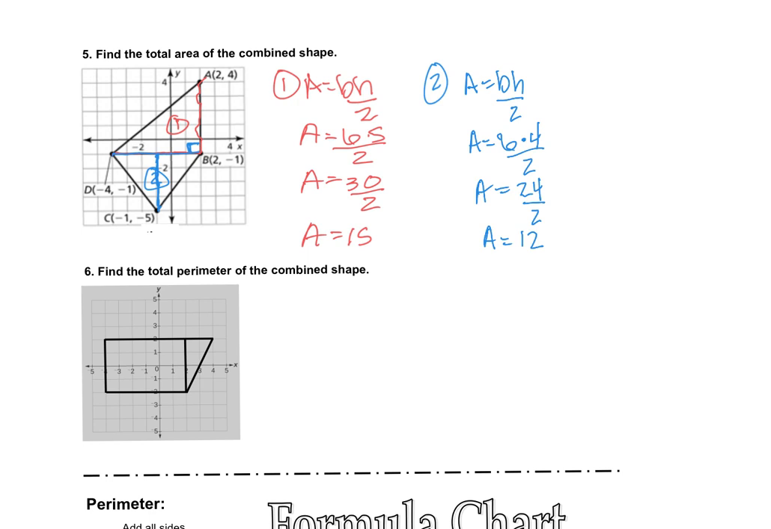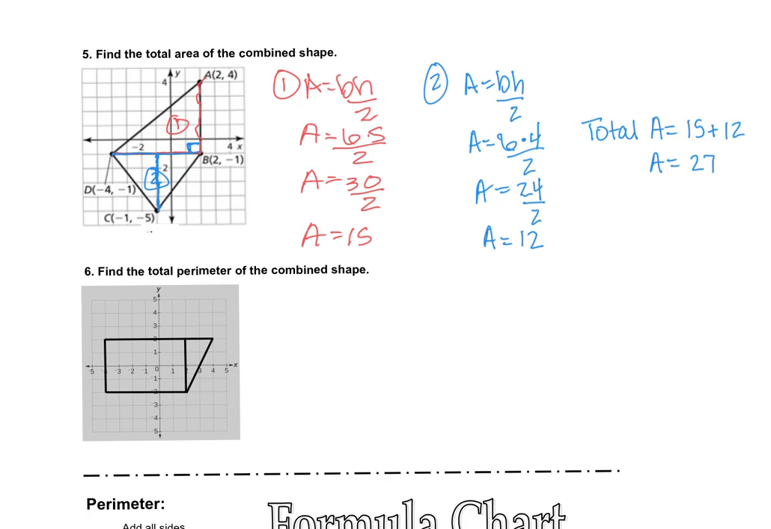Now to find the area of the combined shape, the total area is going to be our first area, which is 15, plus the second area, which is 12. So our total area is going to be 27 units.